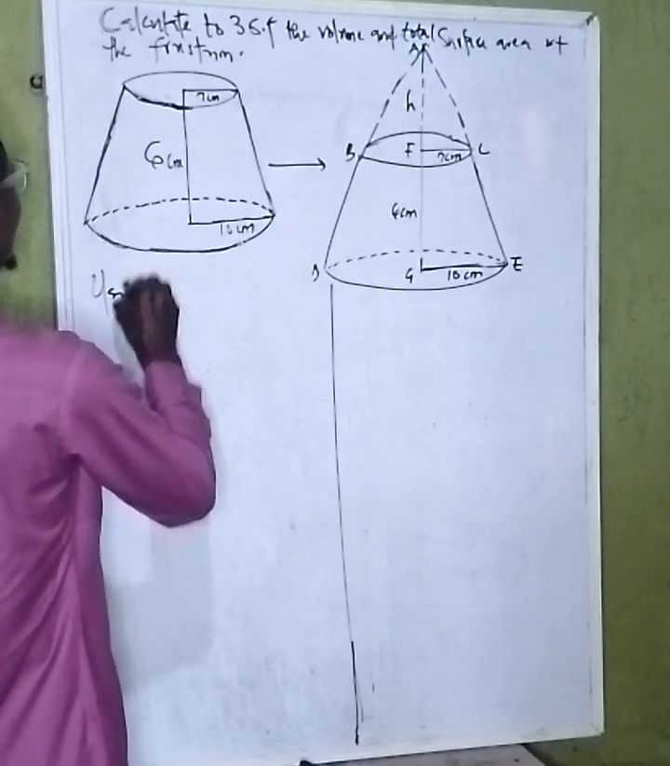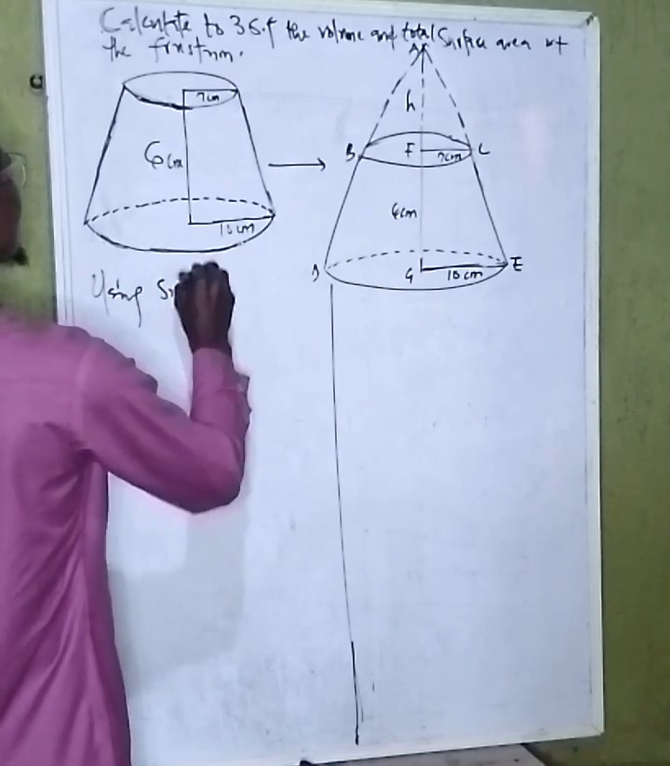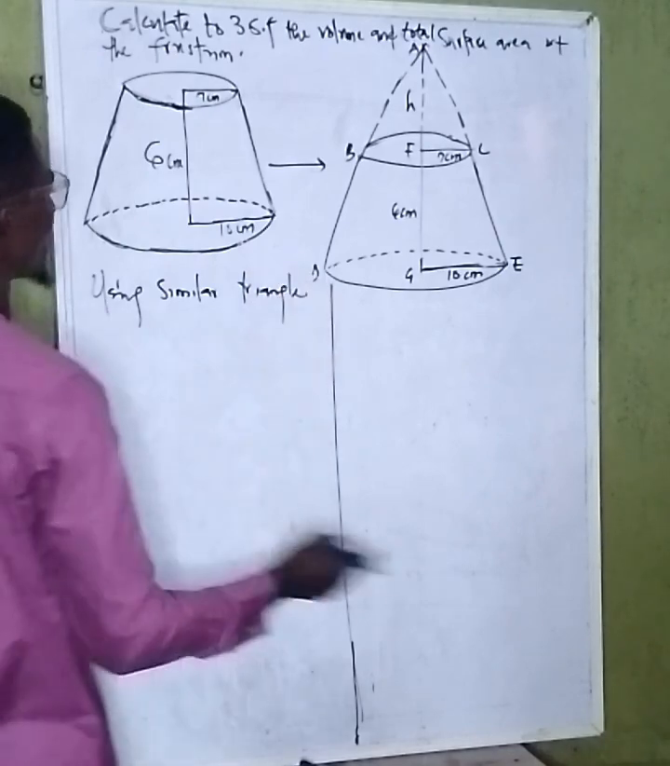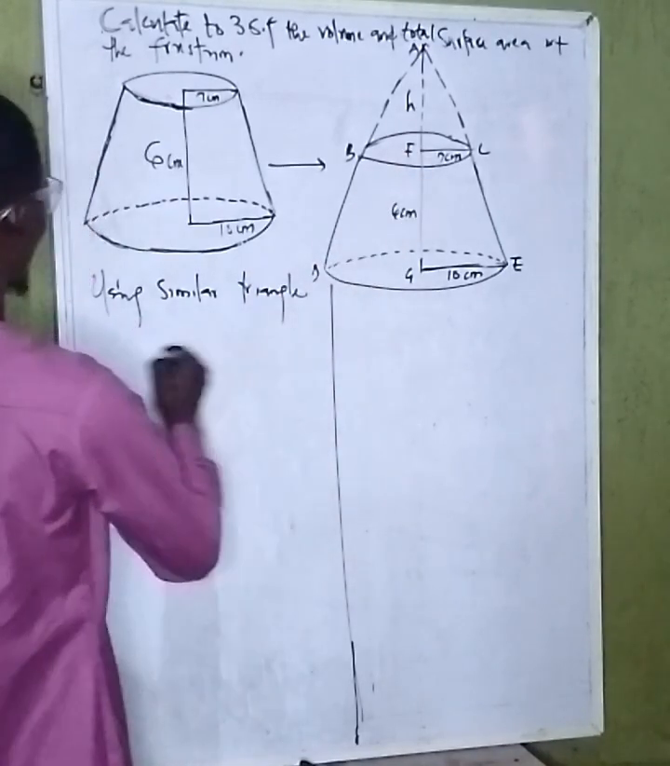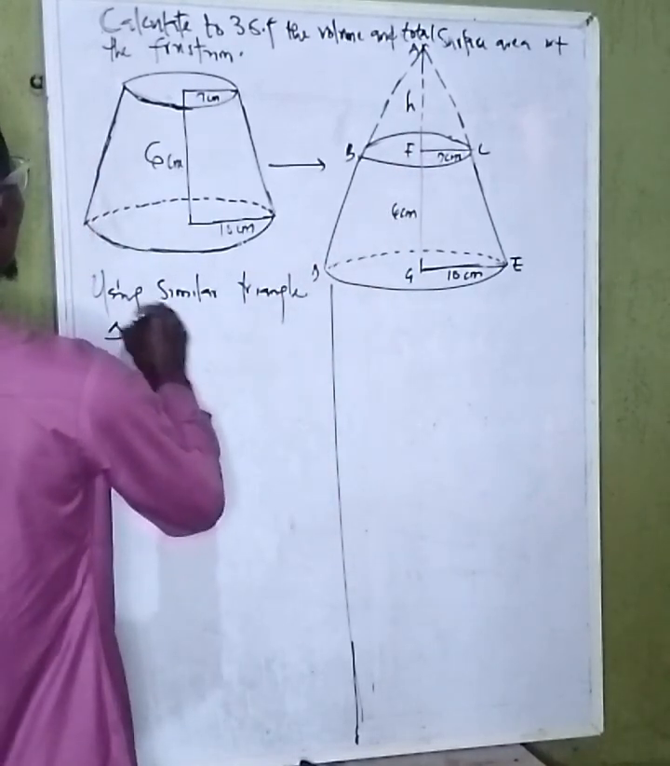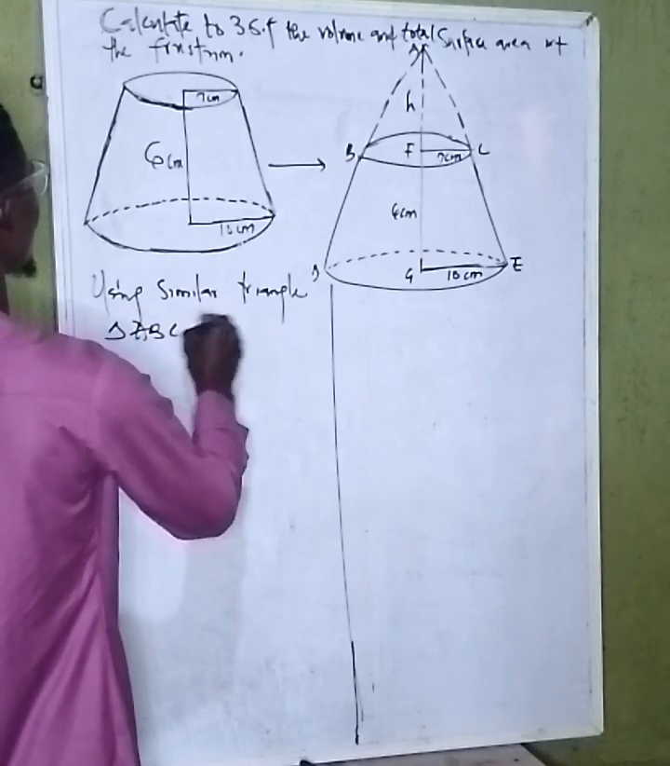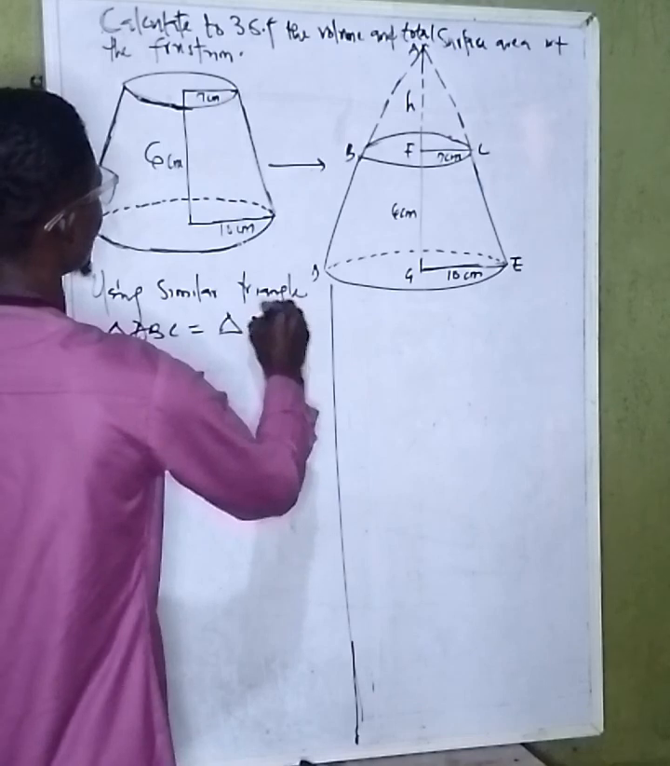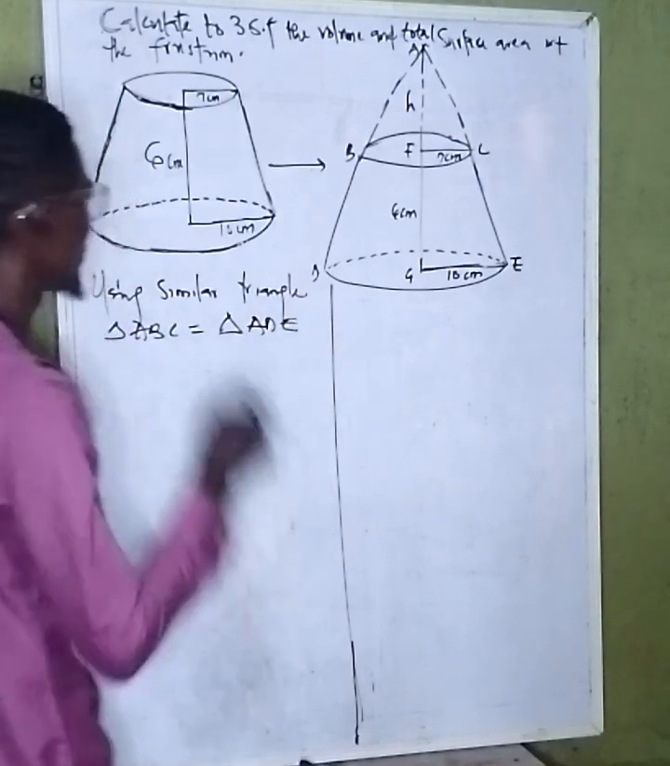Using similar triangles. Now let's take a look at that. Our triangle ABC equals triangle ADE. Let's go by that way.